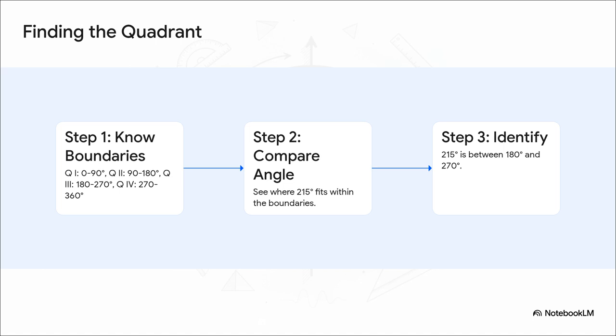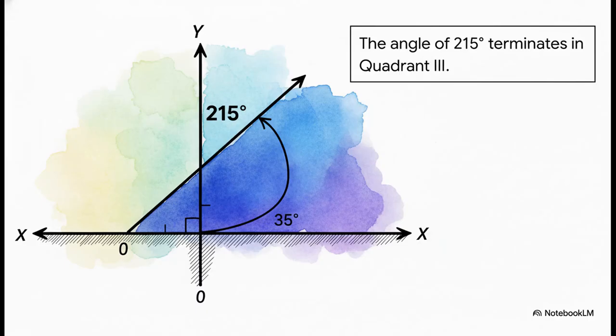Now for step 2. We just compare our angle, 215 degrees, to those boundaries. Well, it's definitely bigger than 180 degrees, but it's not quite 270 yet. And boom, that puts us squarely in Quadrant III. See? Simple as that. Once you know those boundaries, you can place any angle, no problem.